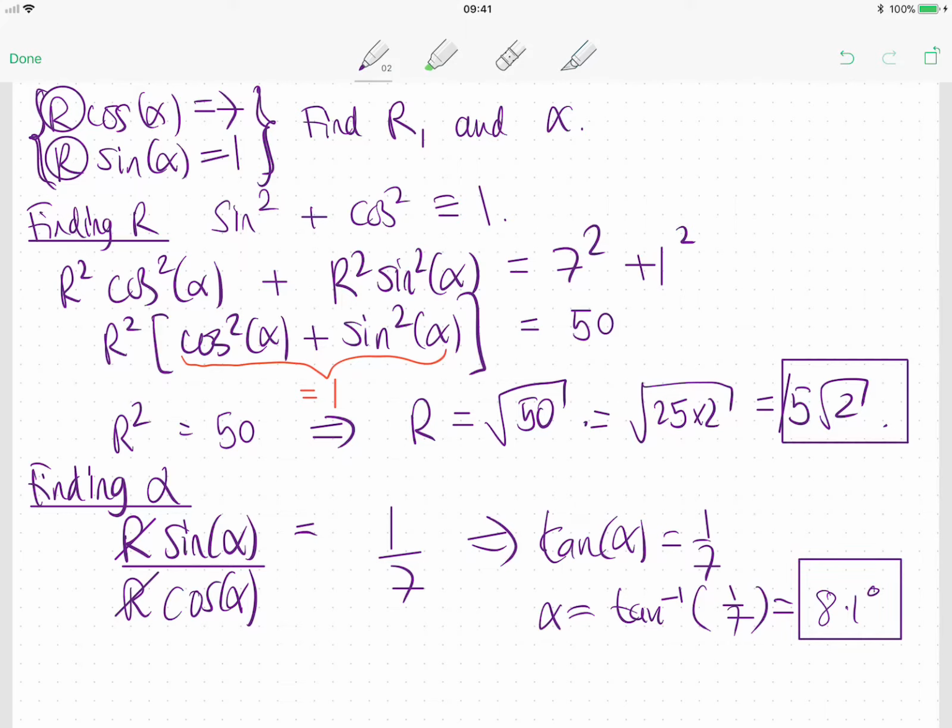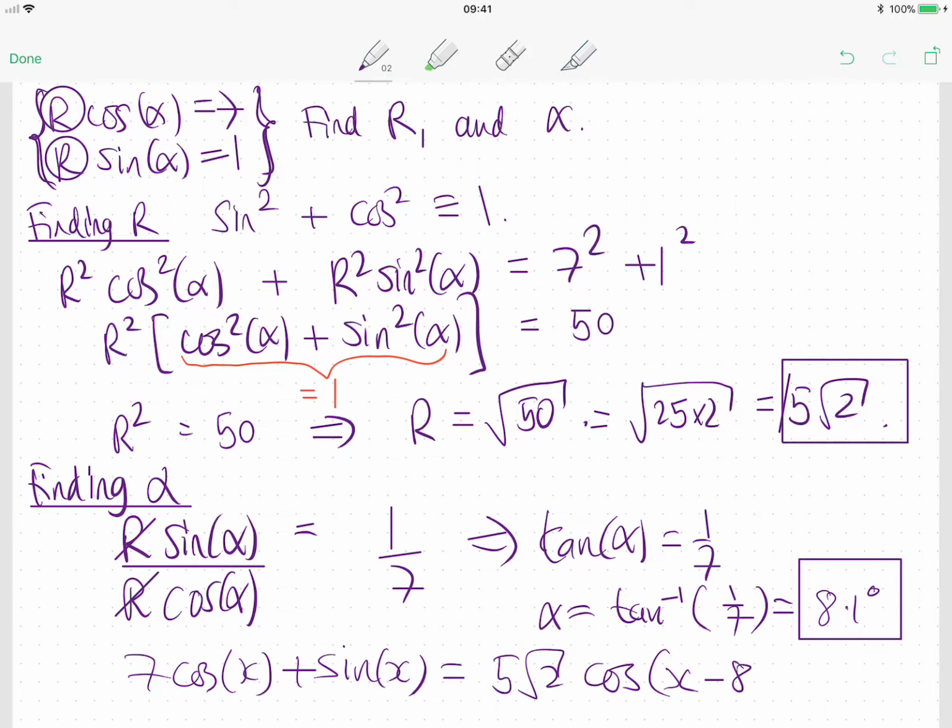Okay, so that completes part A. So we now know that 7 cos x plus sine of x is the same as 5 root 2 times cos of x take away 8.1 degrees. Okay, so there you go, that's part A.